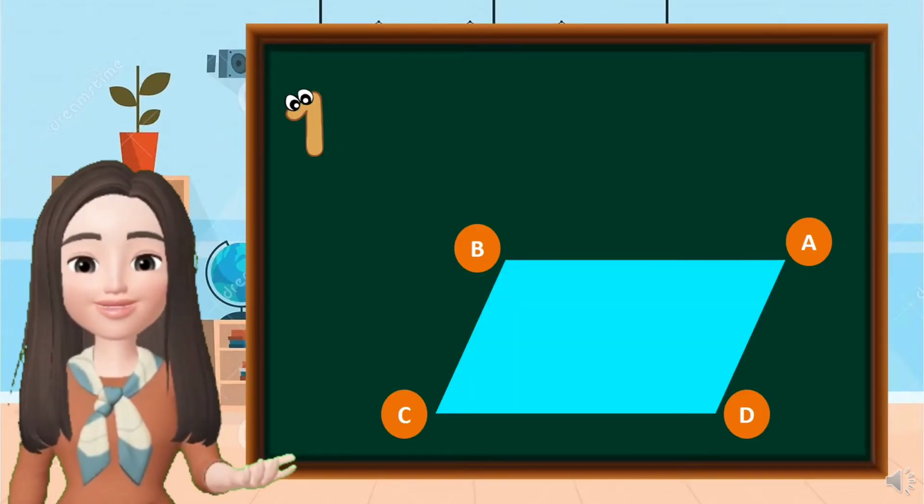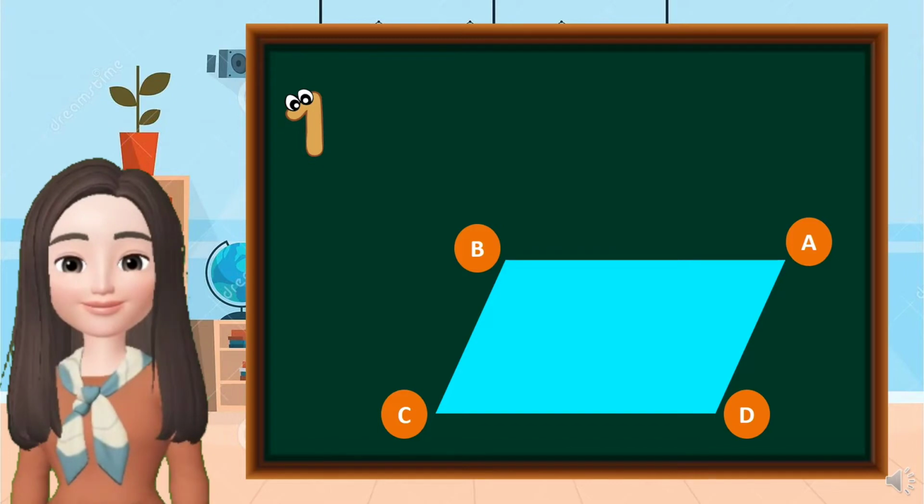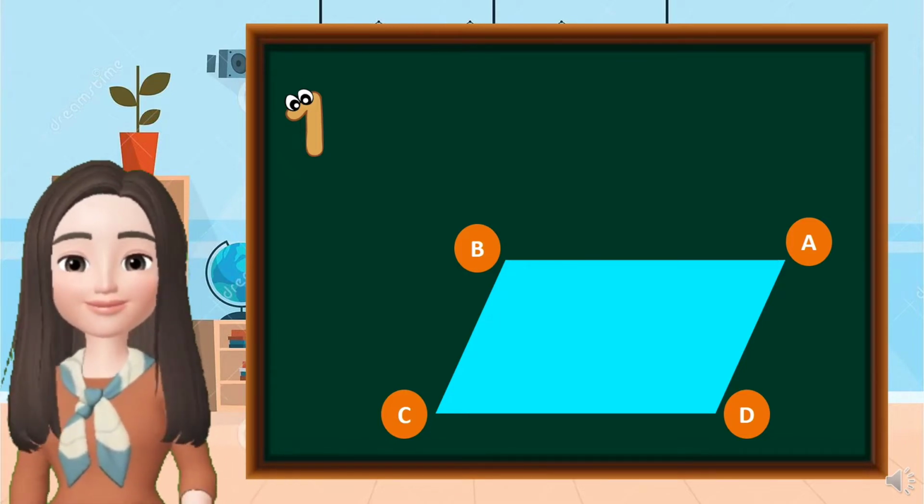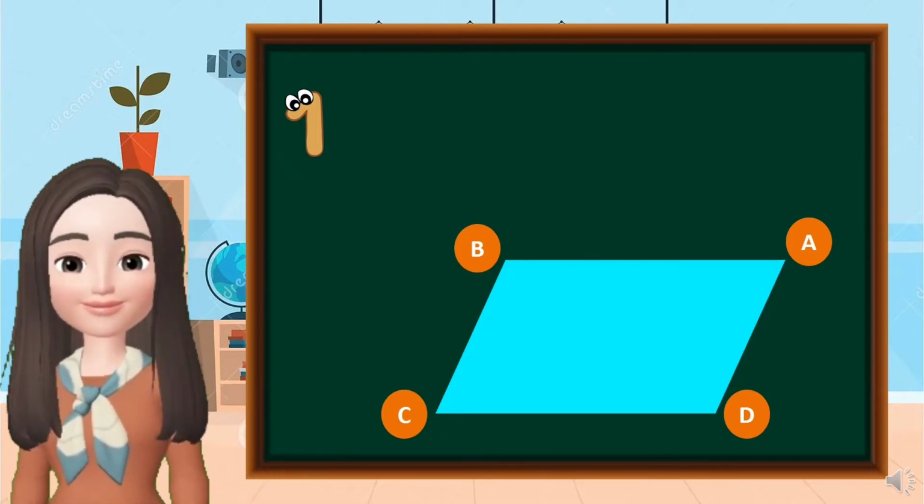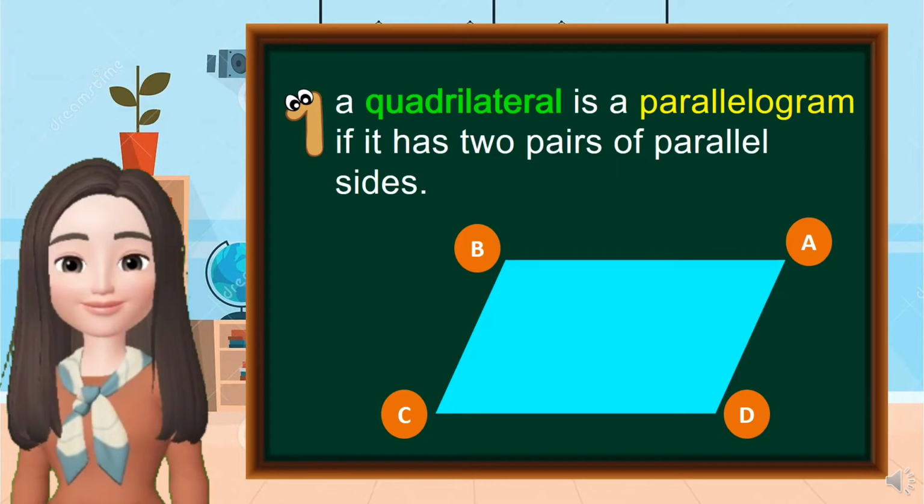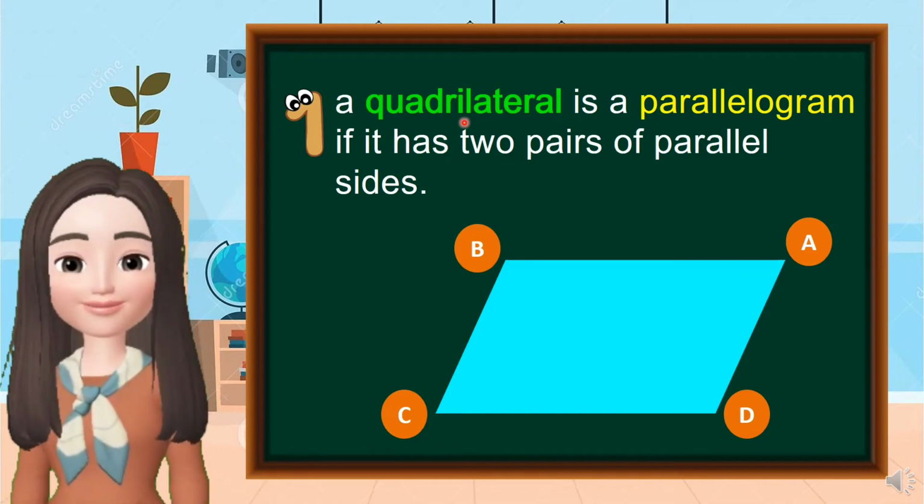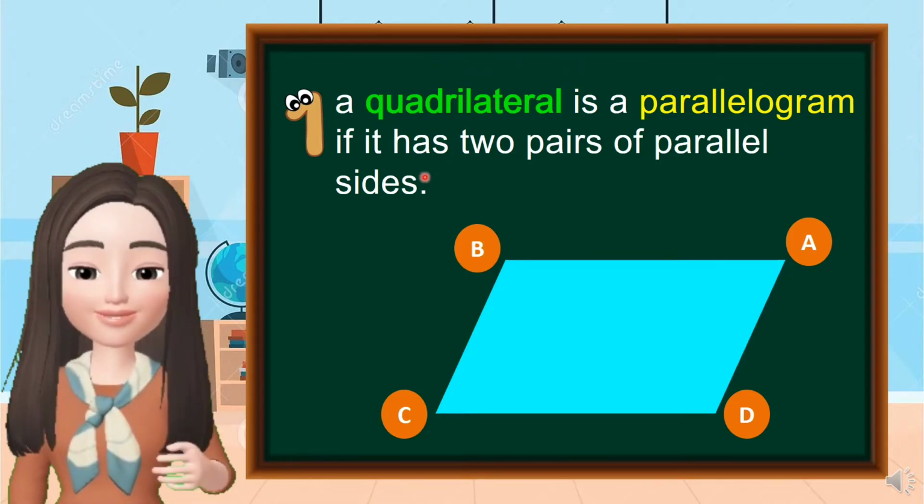So when can we say that a quadrilateral is a parallelogram? Kailan nga ba natin masasabi that a quadrilateral is a parallelogram, since we know that we have different kinds of quadrilateral? Okay, so these are the conditions. First, a quadrilateral is a parallelogram if it has two pairs of parallel sides. So meaning to say, a quadrilateral can be a parallelogram if and only if it has two pairs of parallel sides.